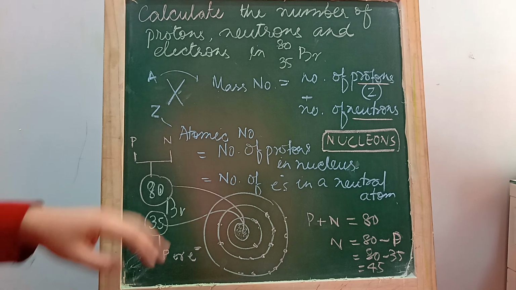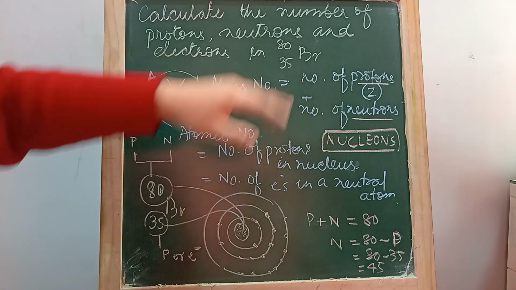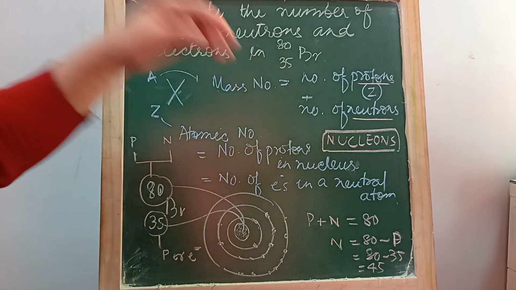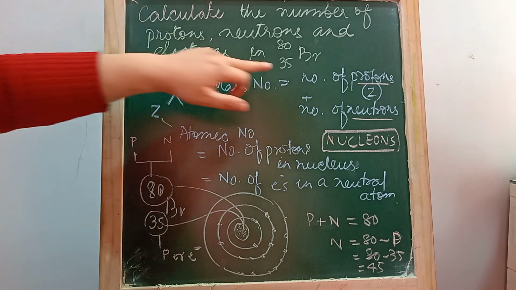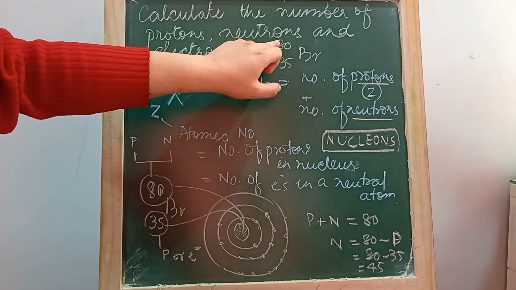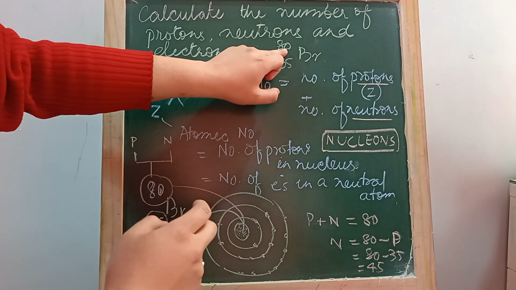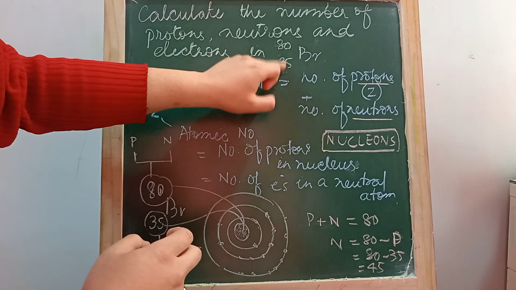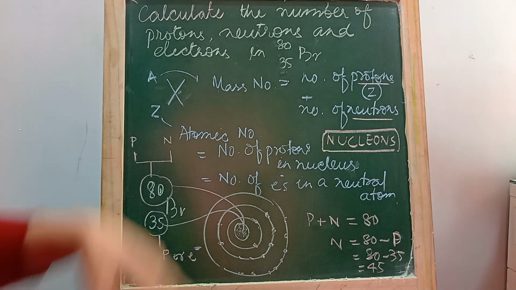So finally, according to the information given, the mass number and atomic number, the number of protons will be 35, the number of electrons will also be 35, and the number of neutrons will be 80 minus 35, because this 80 means neutrons plus protons. So subtract the number of protons from here, and you'll get the number of neutrons, which is 45.